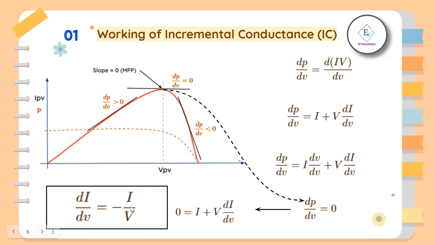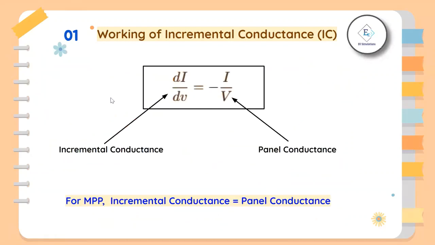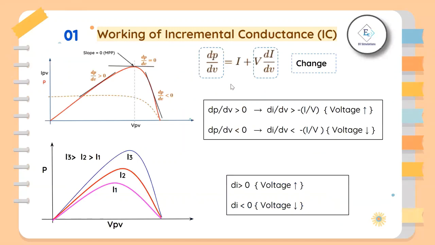You can see that I/V is equal to the conductance of the PV panel, whereas dI/dV is the incremental conductance at that particular point. So for the MPPT, incremental conductance is equal to panel conductance. Incremental conductance is equal to panel conductance. Ignore the negative sign; if we see the absolute value, dI/dV is equal to I/V, the panel conductance. At this point we will get the maximum power.